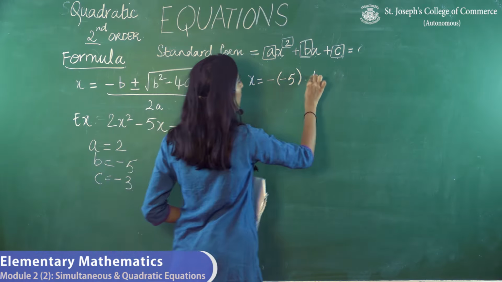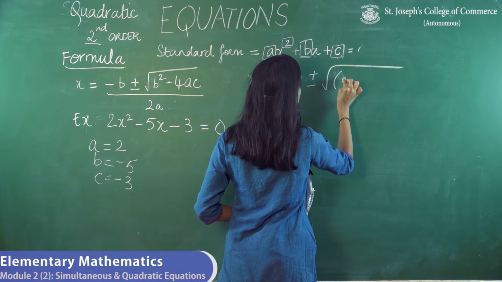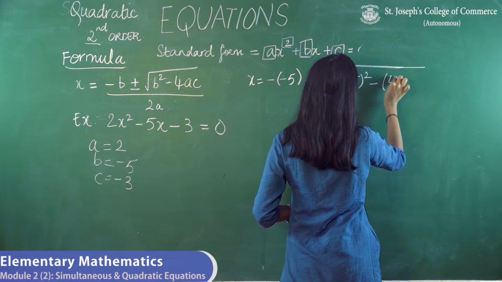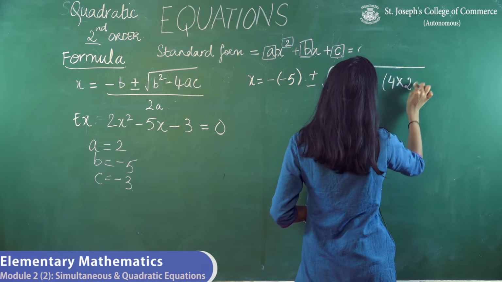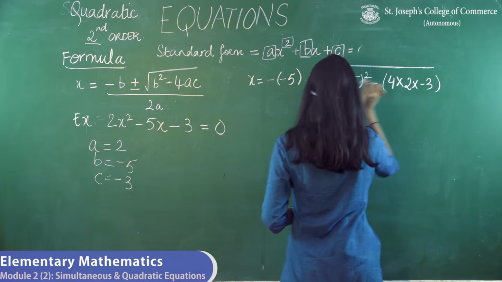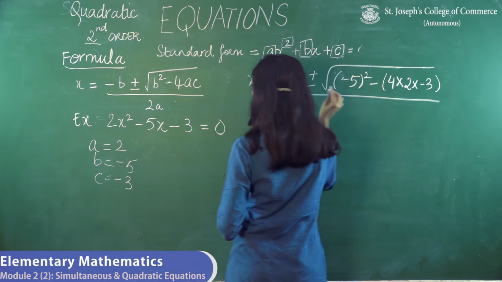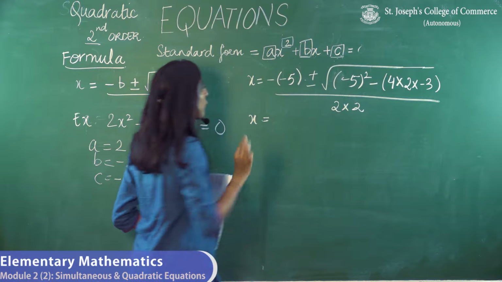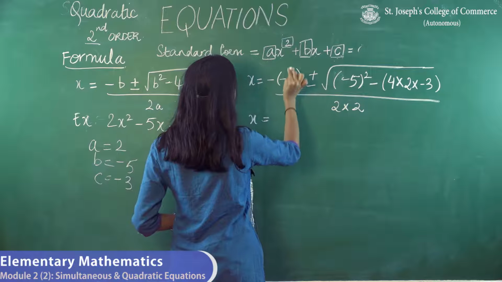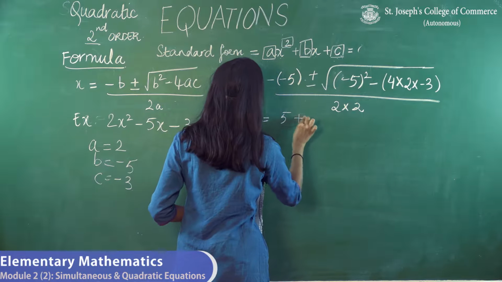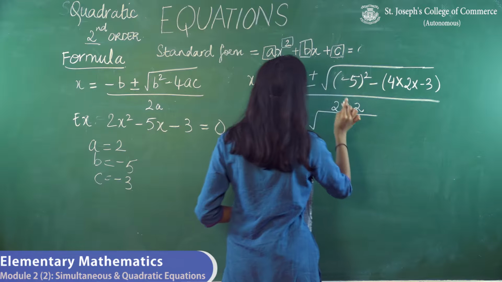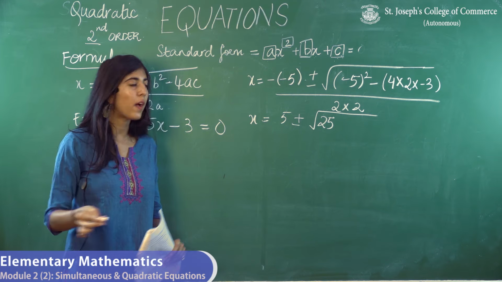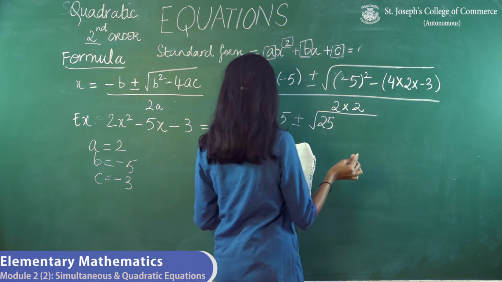So minus b plus or minus root of b square minus 4ac, 4 into 2 into minus 3, divided by 2 into 2. This is the direct substitution into the formula. When I do minus of minus 5, it becomes plus 5, plus or minus. In the root, you get 25 because even a minus number, when squared, gives a positive value. So minus 5 whole square will give you 25.